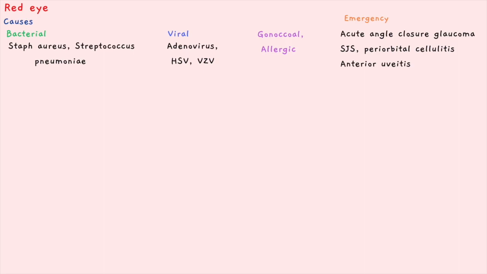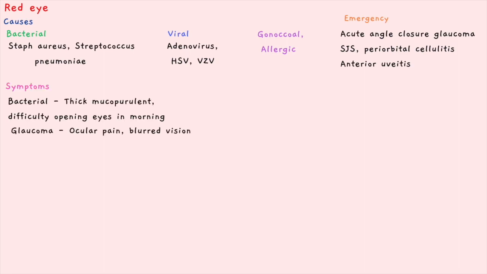Now, those are some of the more common things, but it is also important to keep in mind some of the emergency and potentially serious causes of a red eye. So the most important one is acute angle closure glaucoma, as well as drug reactions such as Stevens-Johnson syndrome, periorbital cellulitis, so there's a skin infection around the eye, as well as anterior uveitis, for example, as part of an IBD syndrome.